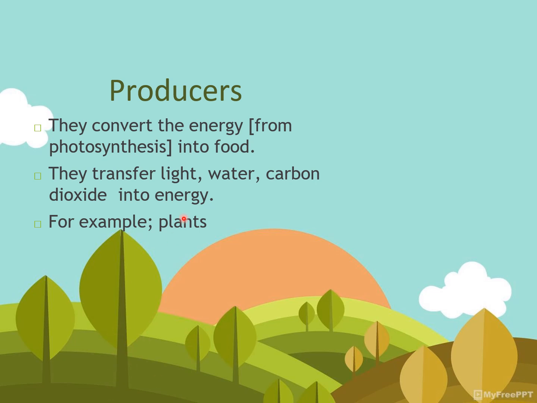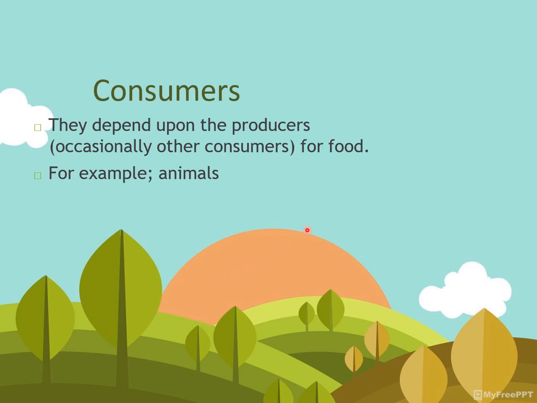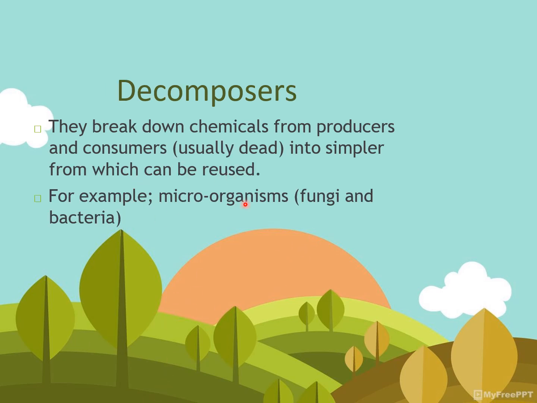So we know the components, starting from the producer, which is nothing but an autotroph. Since they are autotrophs, they can prepare their own food with the help of sunlight, water, and carbon dioxide. The consumer depends on the producer, for example animals, and these are the different trophic levels. Decomposers break down chemicals from producers and consumers into simpler forms which can be reused, for example microorganisms, fungi, and bacteria.